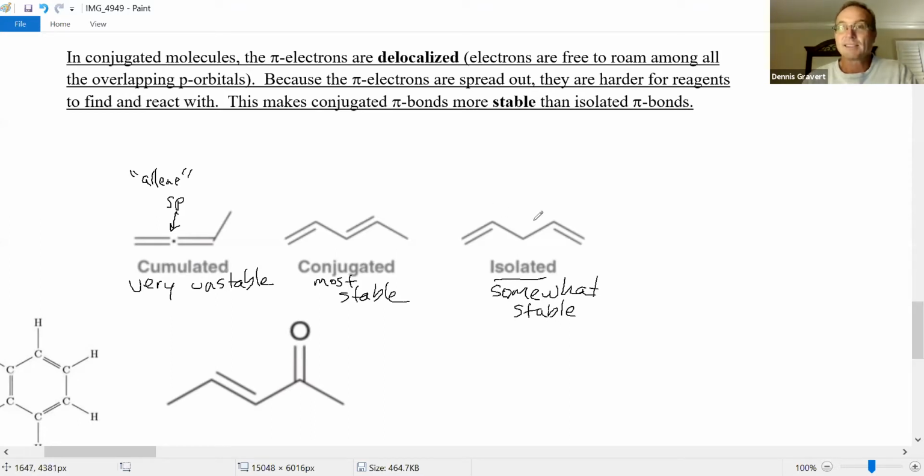Cool. And it's not isolated to the pi bonds of alkenes, ketone, aldehyde, ester, whatever. That's a pi bond, single bond, pi bond, double, single, double. This is conjugated.